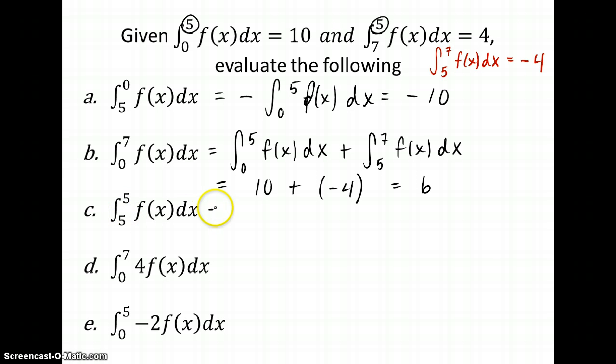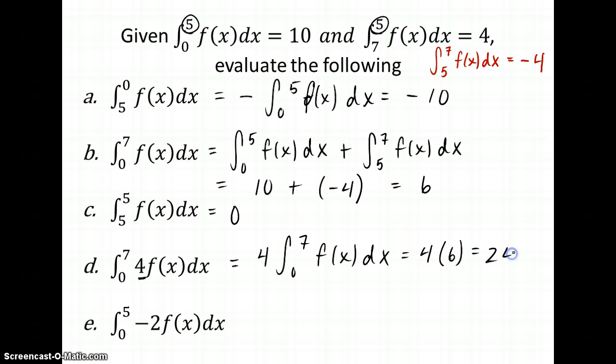Part C, whenever the boundaries are equal, that evaluates to 0. Part D, we have a coefficient now. So whatever the value of the integral is, we'll just multiply it by 4. We found that answer from part B, so 4 times 6 would give us 24. And using the same property, bring the coefficient out front. The integral from 0 to 5 was given originally as 10, so this evaluates to -20.